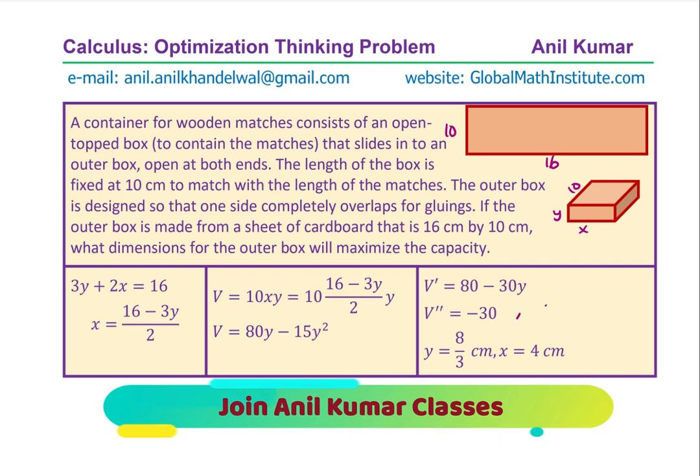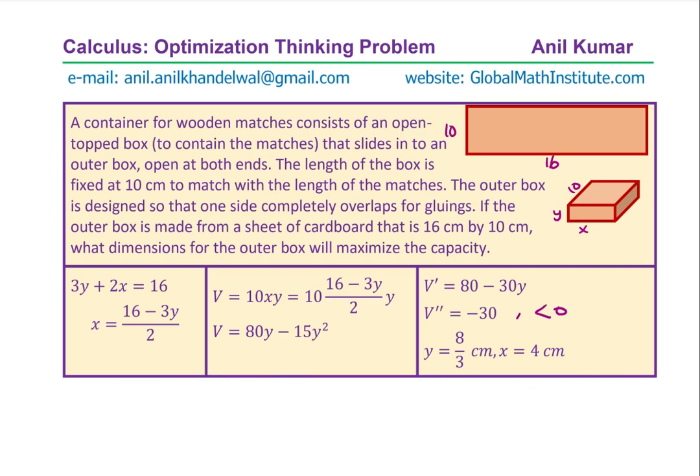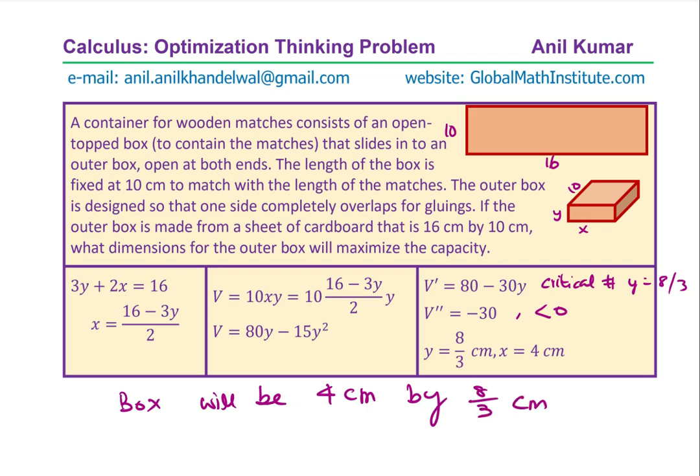You see the second derivative is less than 0. Here the critical number is y equals 8 over 3. Substituting 8 over 3 in the relation, we got the maximum dimensions. So the dimensions are that the box will be 4 centimeters by 8 over 3 centimeters. Perfect. So that is how this particular question will be solved.